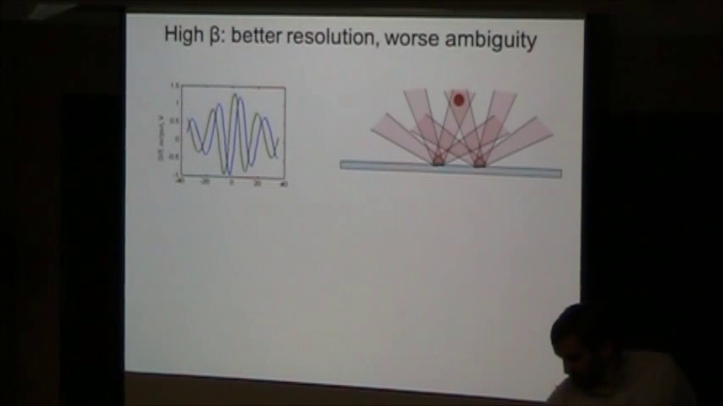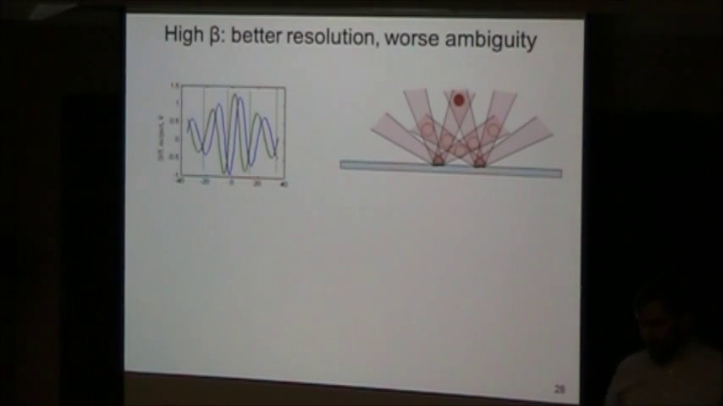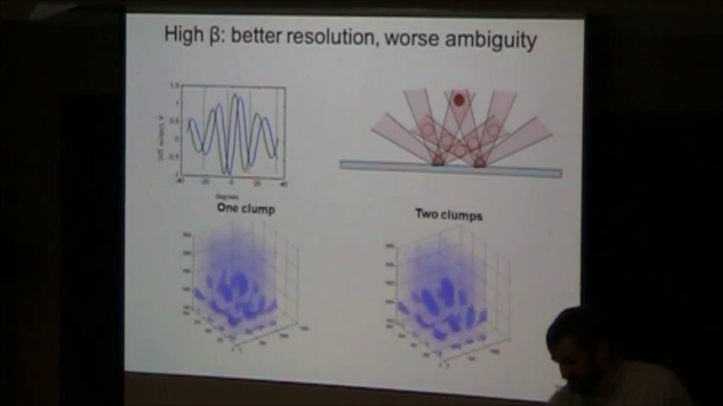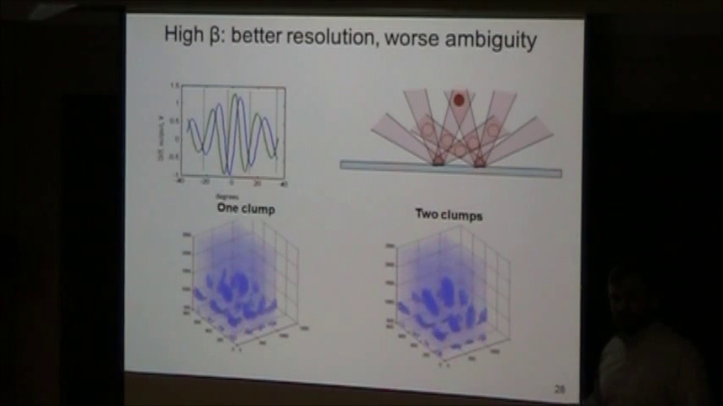And that gives us a better resolution, but unfortunately also comes at the cost of worse ambiguity. There are more possible locations that would explain the pattern. And sure enough, if you throw again the same clumps of source and beads at this, you get a disaster. You get just a sea of ghosts, any one of which could be the actual source. So that's no good. But there's sort of something in here.